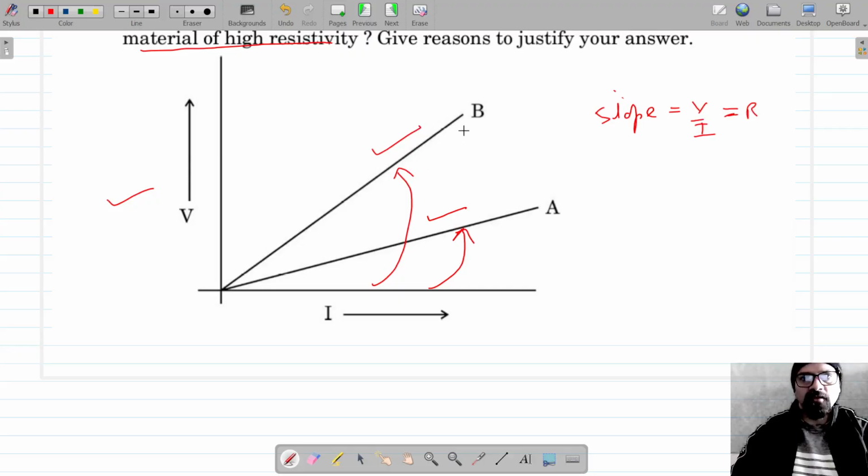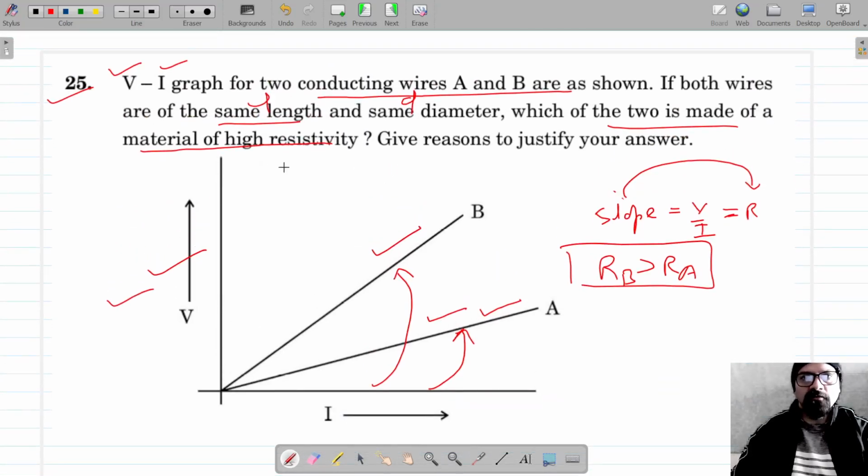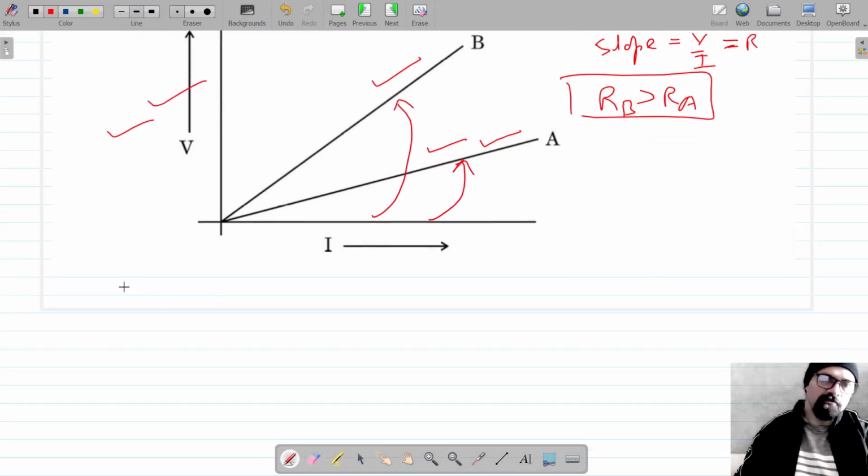Now the slope of wire B is greater than the slope of A, and the slope is equal to the resistance. So that means the resistance of wire B is greater than the resistance of wire A, because the slope of wire B is greater than the slope of A, and slope is equal to the resistance for this VI graph. Now it's asked which of the two is made of a material of high resistivity. In this case, for conductors of same dimensions, meaning the length and the diameter are same, our option will be C.